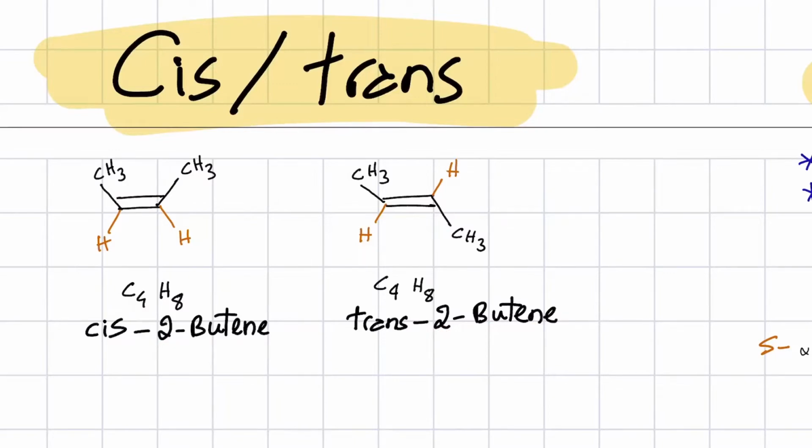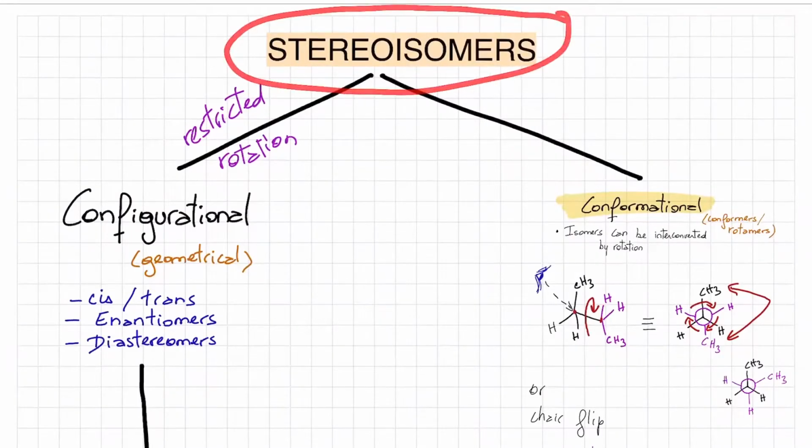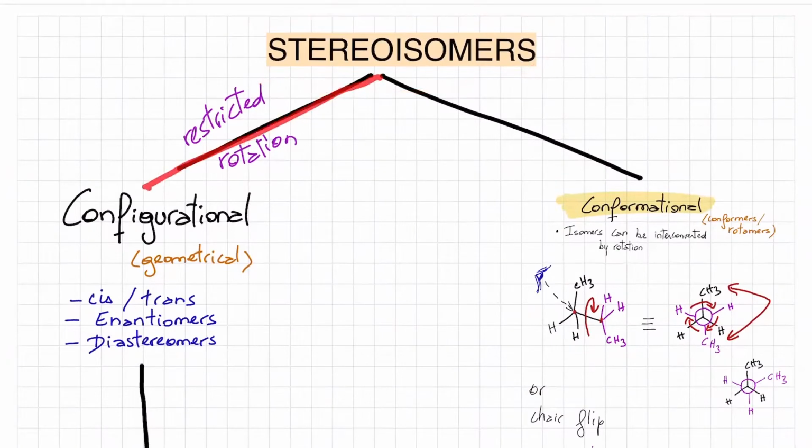Now that you understand what I mean by difference in spatial arrangement, let's get into the different types of stereoisomers. There are 2 types of stereoisomers. We have configurational stereoisomers and conformational isomers, also called conformers or rotamers. I already talked about cis and trans. Cis and trans is a type of configurational isomer, but we also have enantiomers and diastereomers. What is the difference between those two?